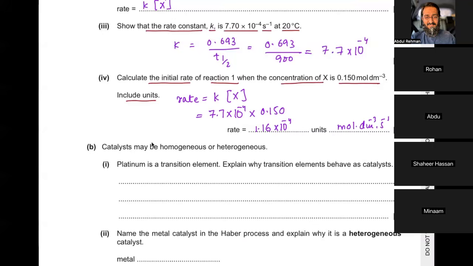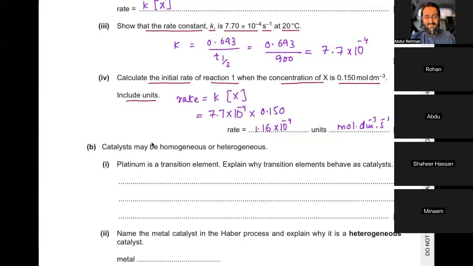Yeah, Dua, 1.155 exponent minus 4 is also correct, but when I write it in three significant figures, it is going to be 1.16. So do remember, everyone, give your answer in at least three significant figures, not fewer than that.